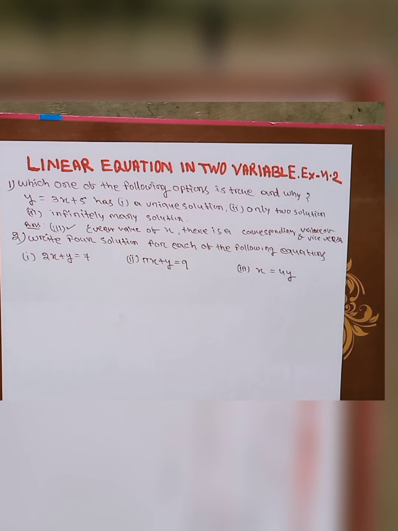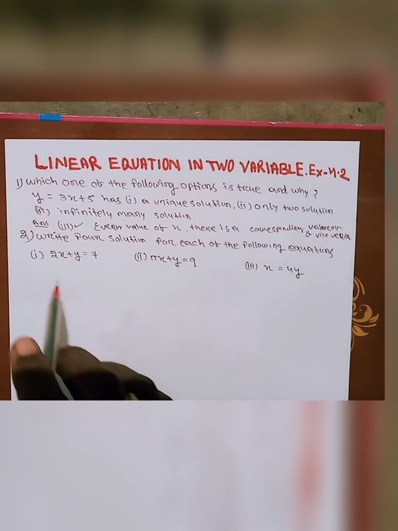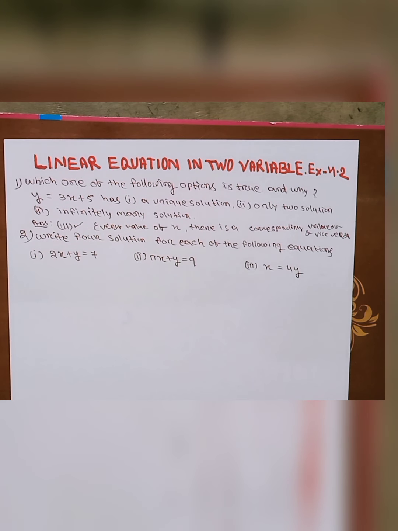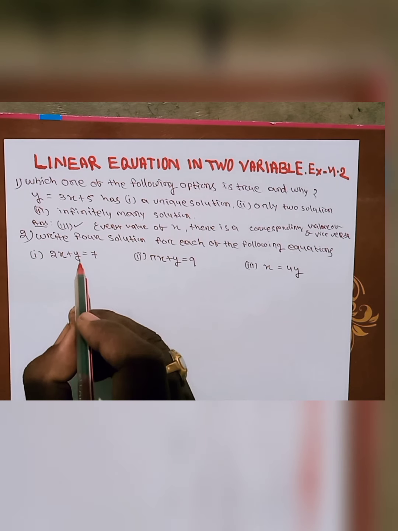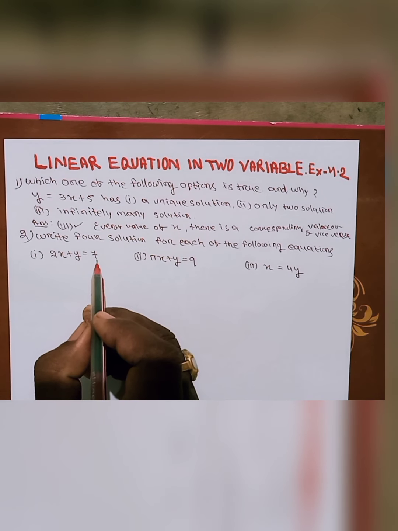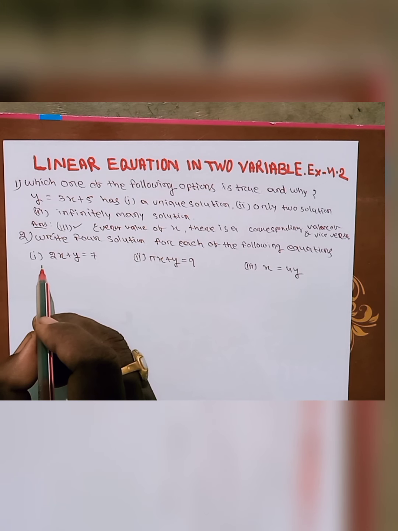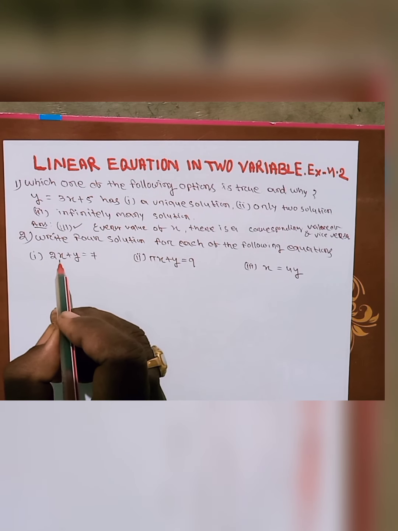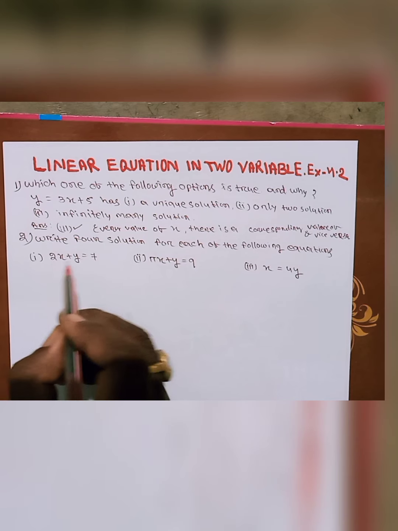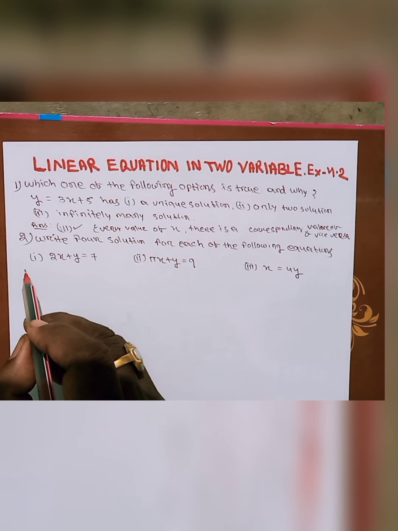Second number: write 4 solutions for each of the following equations. Here, the first equation given is 2x plus y equal to 7. Find 4 solutions means 4 pairs of values for x and y. How can you find them? Take any value of x. Suppose, for equation first, take any value of x.